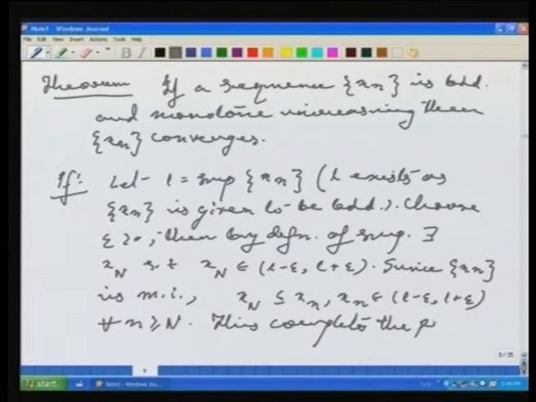If you want to prove an analog of the same result for a monotone decreasing sequence, then what is the change? The only change is, instead of the supremum, we should look at the infimum. Then the rest of the proof is exactly the same.